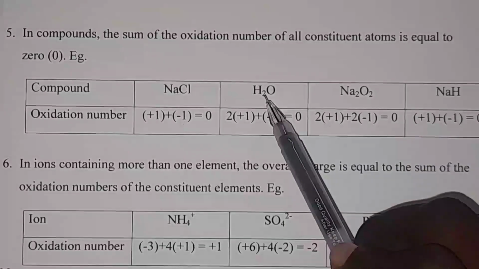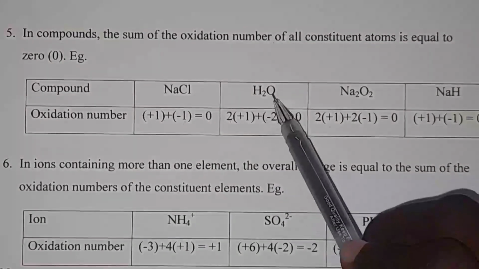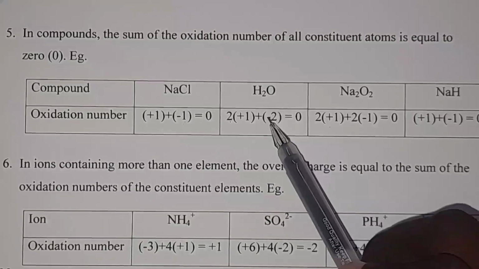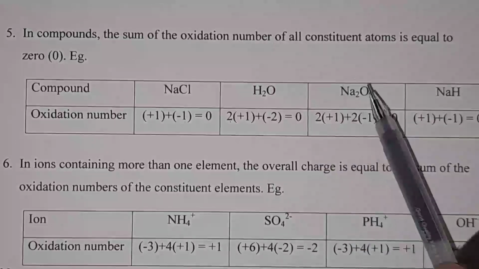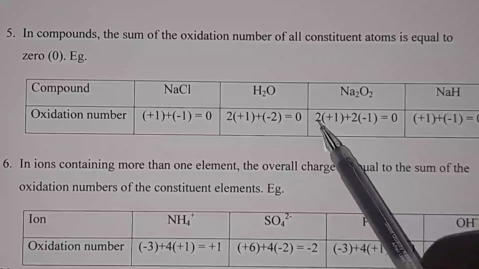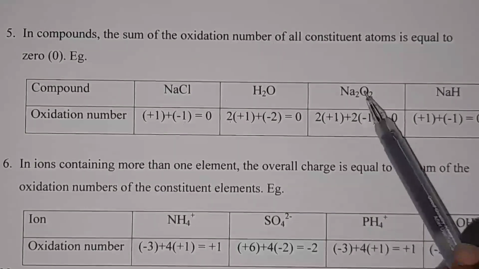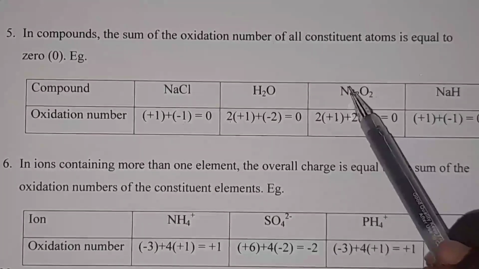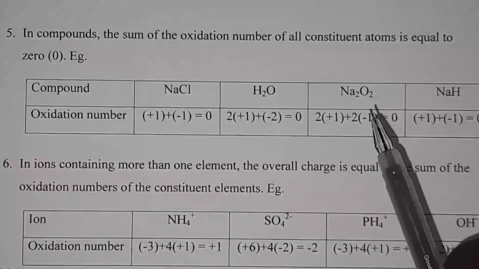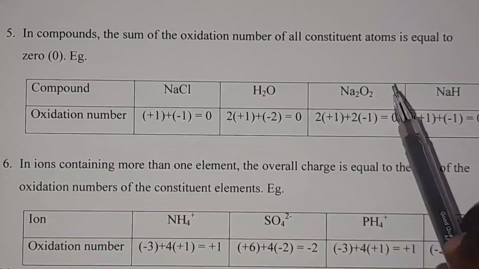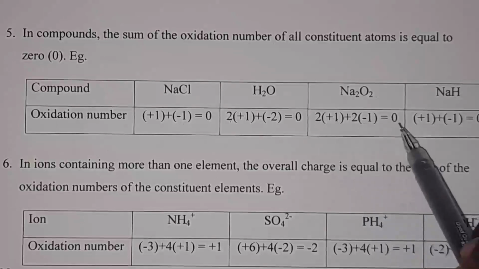We go to water. Water contains 2 hydrogens and the oxidation number of hydrogen is positive 1. Plus here we have oxygen. Remember, the oxidation number of oxygen is negative 2. If you put this in the calculator, you will get 0. Here we have sodium peroxide. It has 2 sodium, whose oxidation number is positive 1, plus 2 oxygen. But remember, this oxygen is in peroxides. Remember, we said in rule number 4, the oxidation number of oxygen in all compounds that contain it is negative 2, except in peroxides, where it is negative 1. If you put this in the calculator, you will get 0.